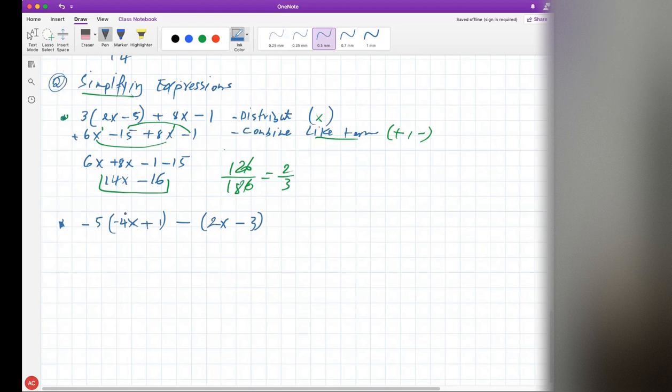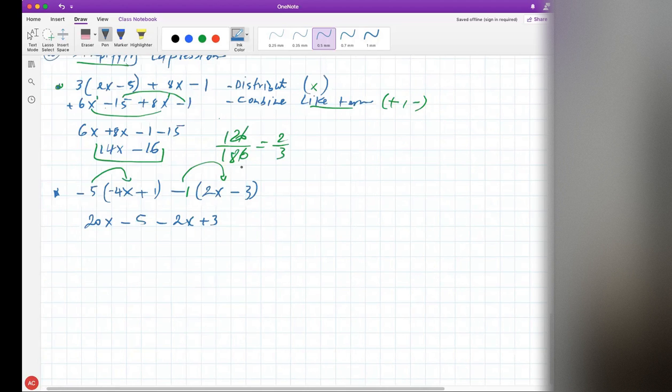All right, so what would you do first here? The distribution. Negative 5 times negative 4x, both at the same time. I distribute this. Think of the minus again as a negative 1. Distribute that. So that's the first thing. Before you combine anything, you distribute. So this would be 20x, and minus 5, and then minus 2x. Finally, plus 3.